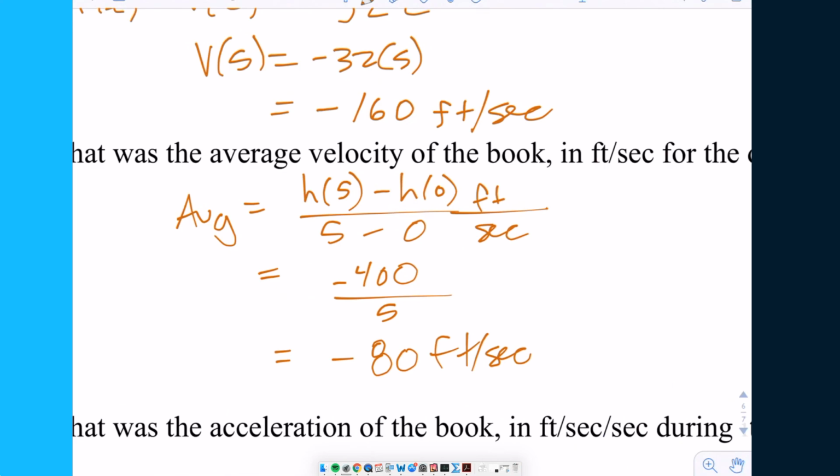This one started at 0, it ended at negative 160, so it wasn't going negative 80 the whole time. But did it have to be going 80 feet per second at least once during its journey? Yes, that's kind of like the IVT for derivatives, isn't it? It's called the MVT. Ooh, that's coming up.